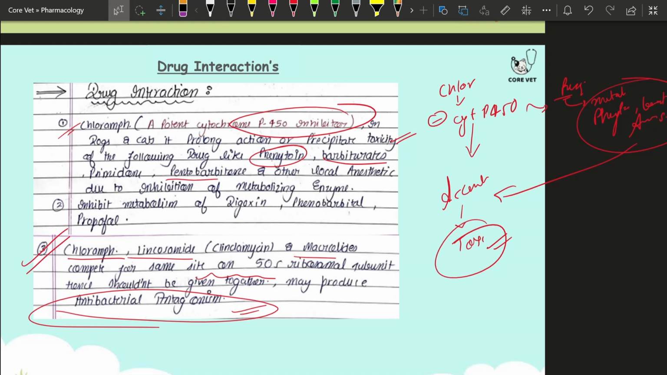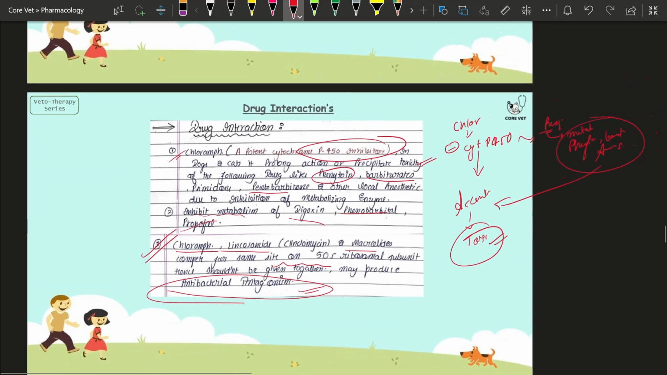So obviously, if you are prescribing these following drugs to a certain individual or patient, then chloramphenicol shouldn't be prescribed because it's not good for the metabolism of that particular patient, right? And it will also lead to inhibition of the metabolism of digoxin, phenobarbital and propofol, right? I hope the drug interaction is clear.